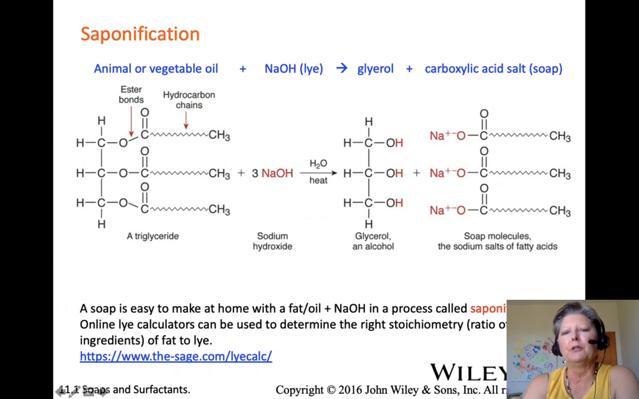But the end result is glycerol. You see that product, which is glycerin, and that is a moisturizer for your skin, and then the soap molecules. And that's what we just talked about, the sodium salt of the long chain fatty acids.